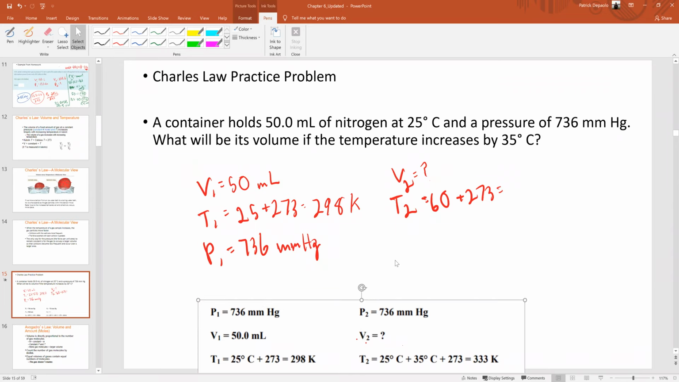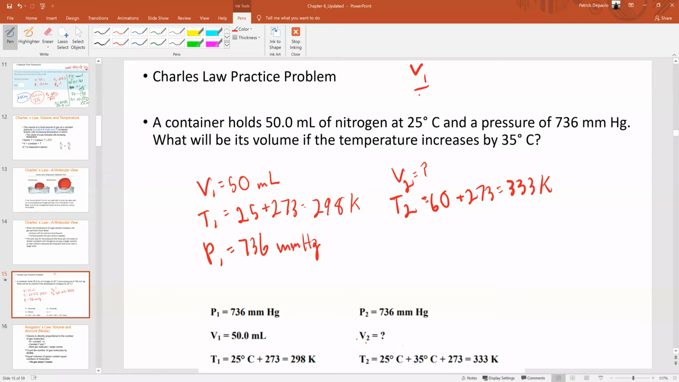Nice. Equals 333. And yeah, I could have done that in my head, but I didn't feel like it. Equals 333 Kelvin. Okay. So keep in mind here, this is a Charles's law practice problem.